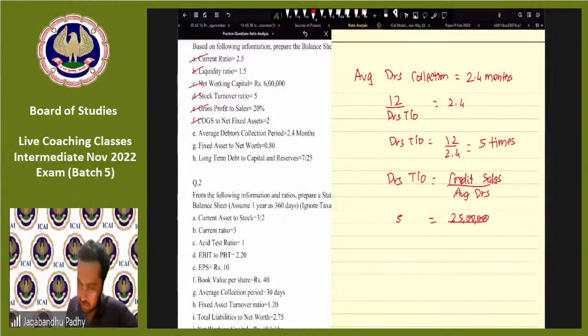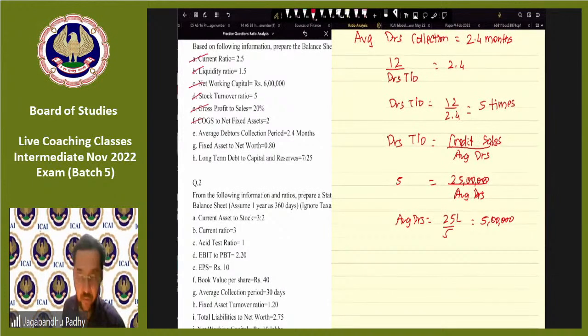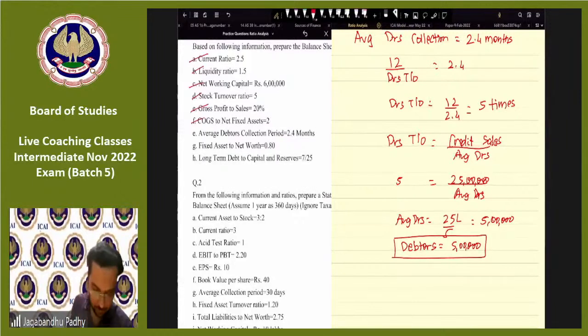Sales is 25 lakh divided by average debtors. From this we can get our average debtors as 25 lakh divided by 5, which is 5 lakh itself. That's the average debtors value. Right? So average debtors is 5 lakh. And since there's no information regarding opening and closing, this itself will be the debtors value. Then our balance sheet will write that debtors is 5 lakh. Okay, so average debtors collection is done.